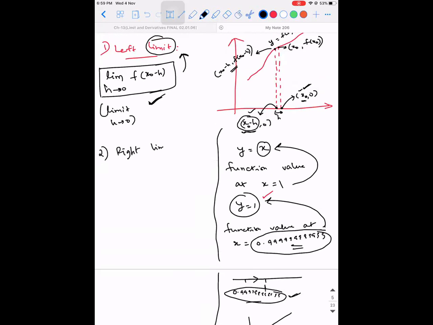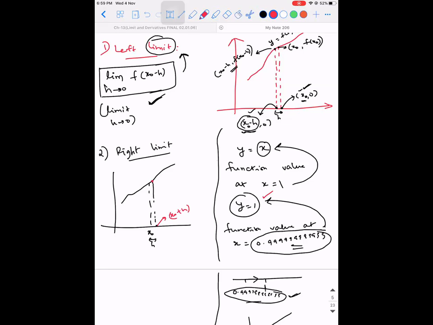Similarly, I can approach the same point x naught from the right hand side also. So the same graph taken, this x naught. For me to approach from the right hand side, what should the point be? Should it be less than x naught or greater than x naught? Greater than x naught. So I will consider a point which is at a distance h from x naught. So what will be the coordinate of this point, guys? X naught plus h.